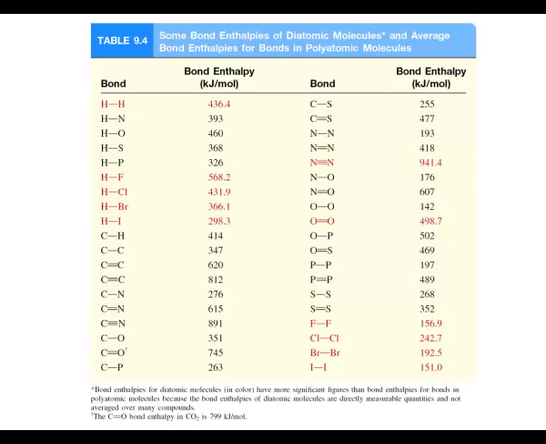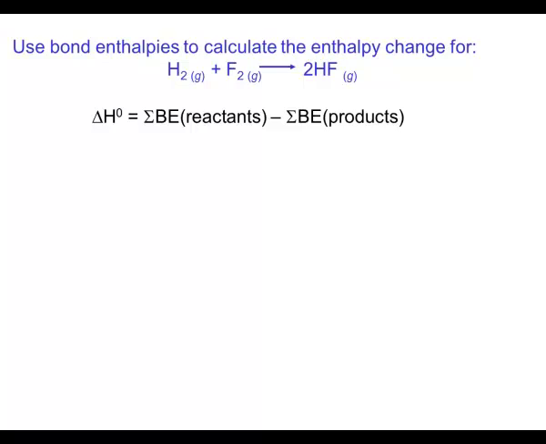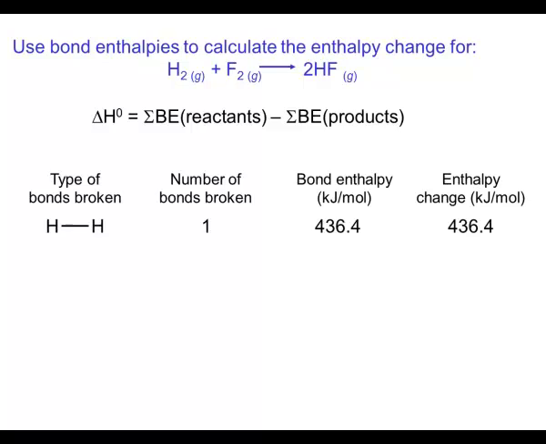Here's a table of bond enthalpies of some diatomic molecules. Use bond enthalpies to calculate the enthalpy change for H2 plus F2 making 2 moles of HF. In this case, the change in enthalpy is going to be equal to the sum of the bond energy of the reactants minus the sum of the bond energy of the products. If we break the hydrogen-hydrogen bond, that'll cost 436.4 kilojoules per mole. The fluorine-fluorine bond being broken is 156.9 kilojoules per mole.